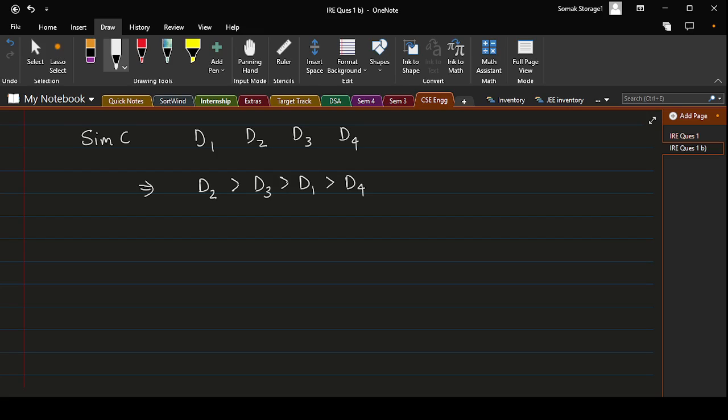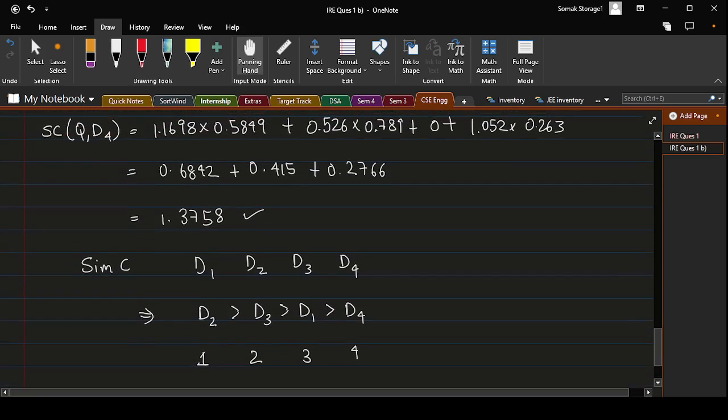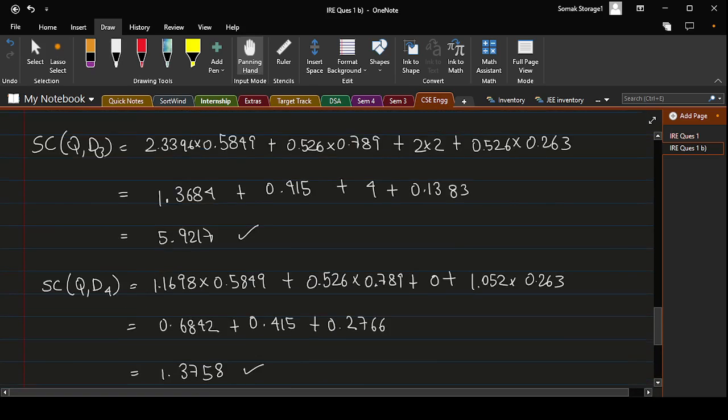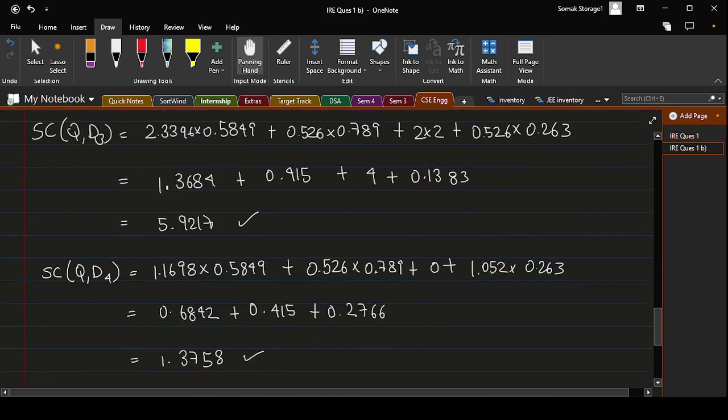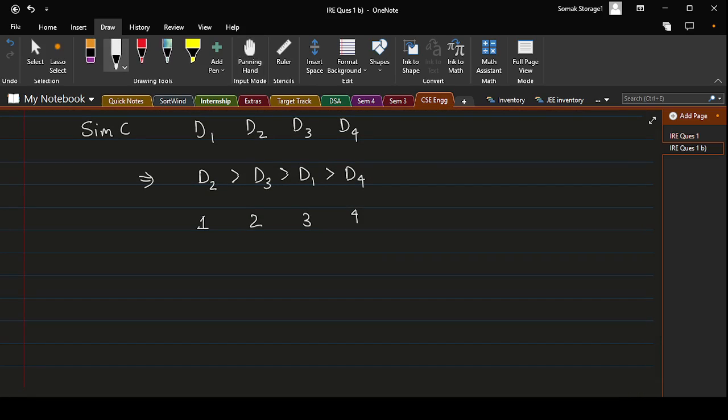So the rank which will be calculated will be like this: 1, 2, 3 and 4. Now let us check that if we calculated it accordingly. So yeah, the ranking will be this.